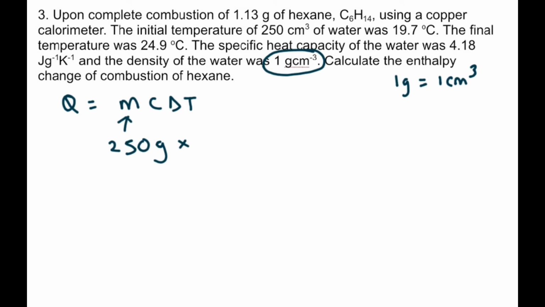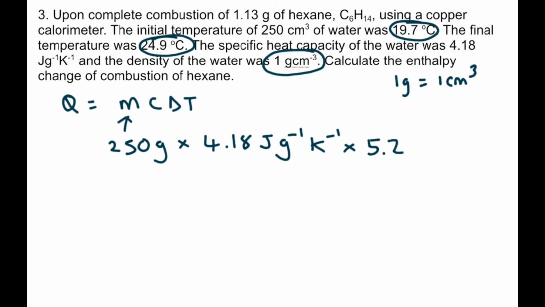The specific heat capacity means that 4.18 joules of energy is needed to heat 1 gram of water by 1 Kelvin. And then delta T is the temperature change. So we need to calculate the temperature change here. So 24.9, take away 19.7, what does that equal? 5.2.